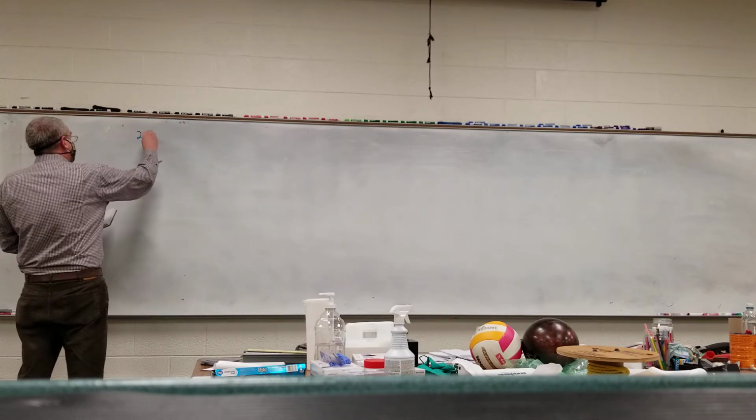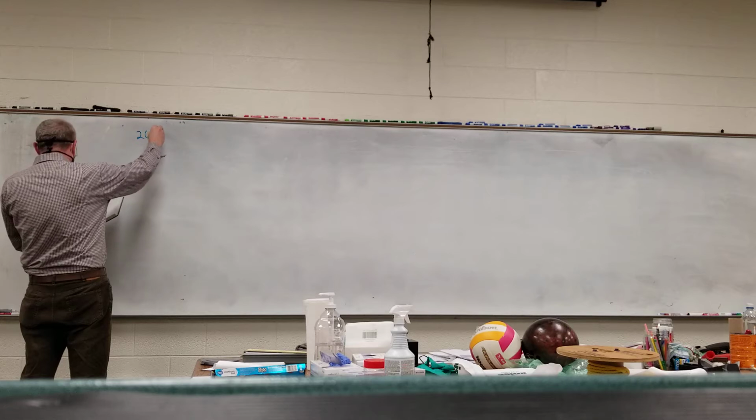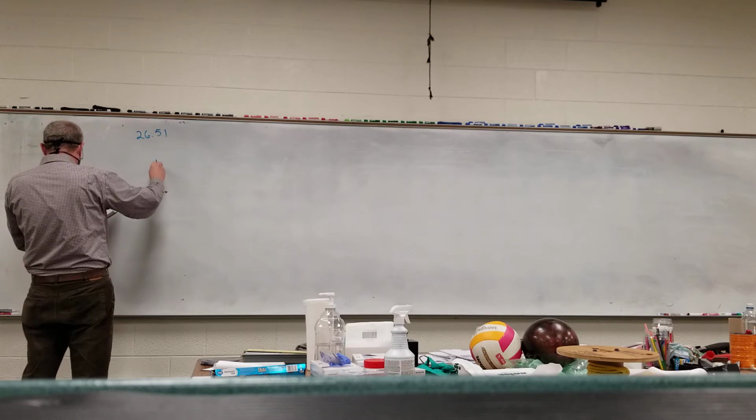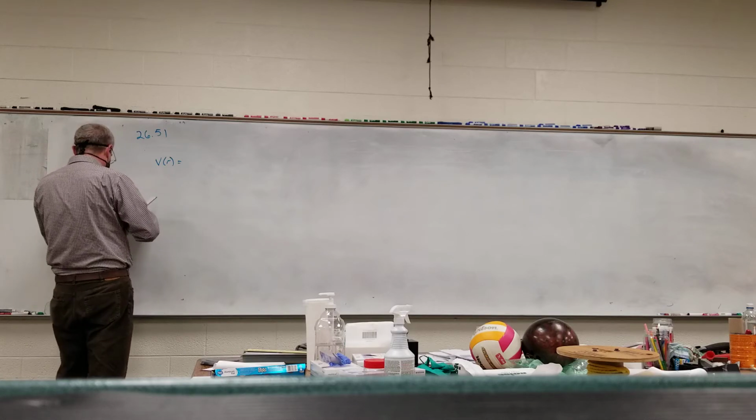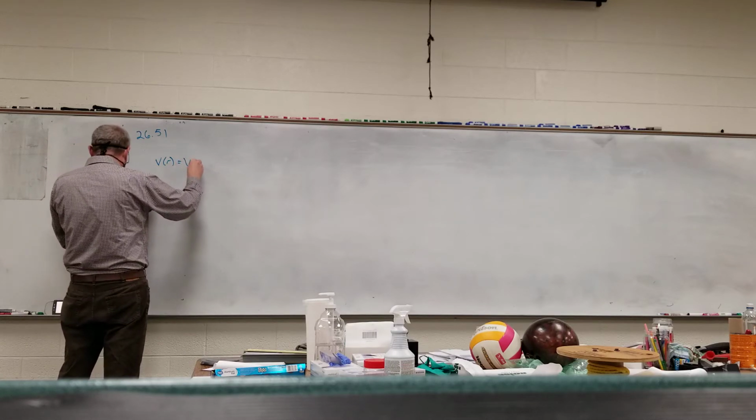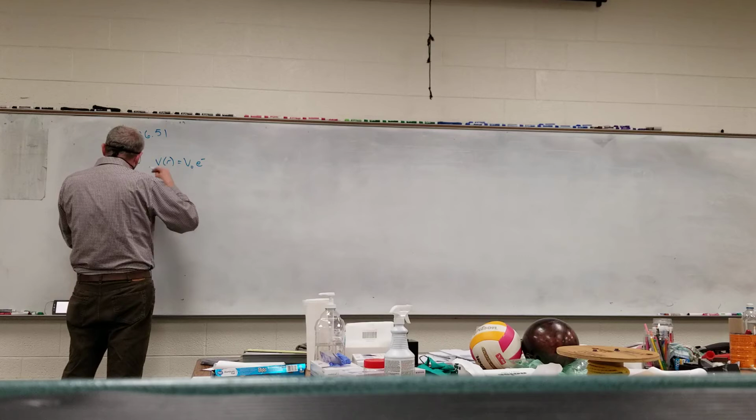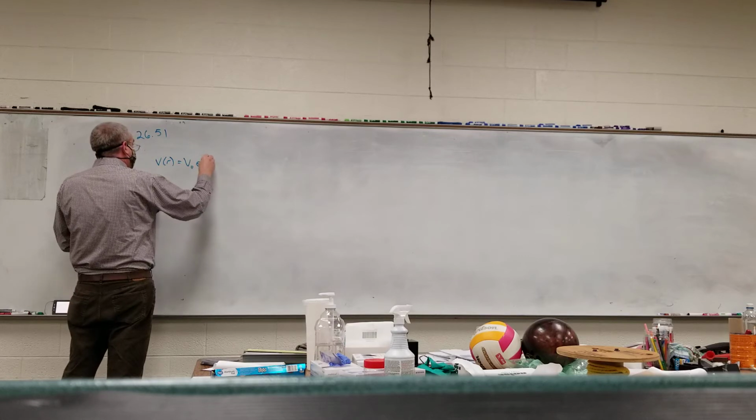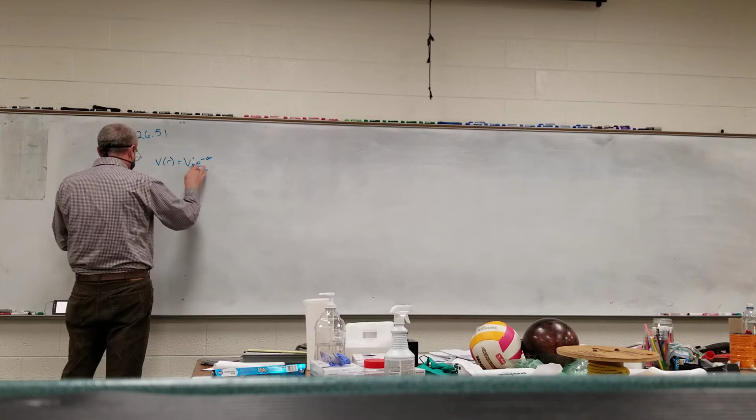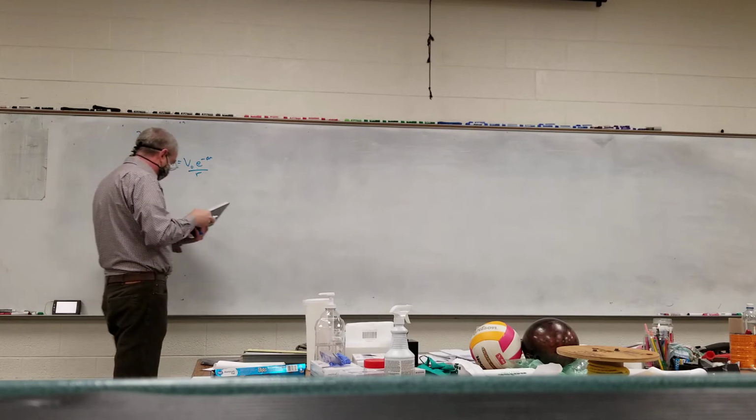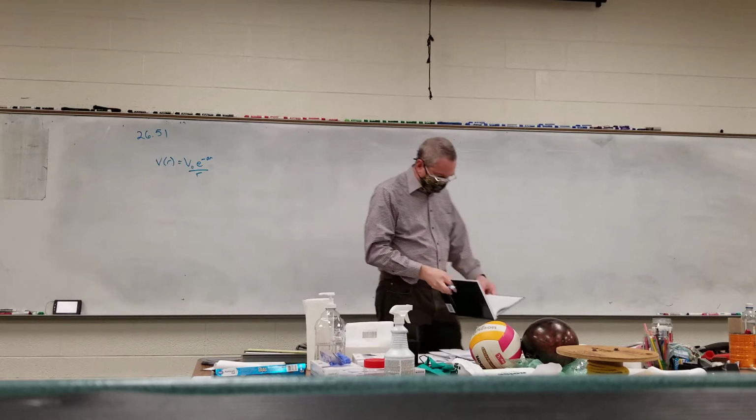So chapter 26, problem 51. All right, so we have the potential is some constant, V naught, e to the negative AR over R. A is positive.